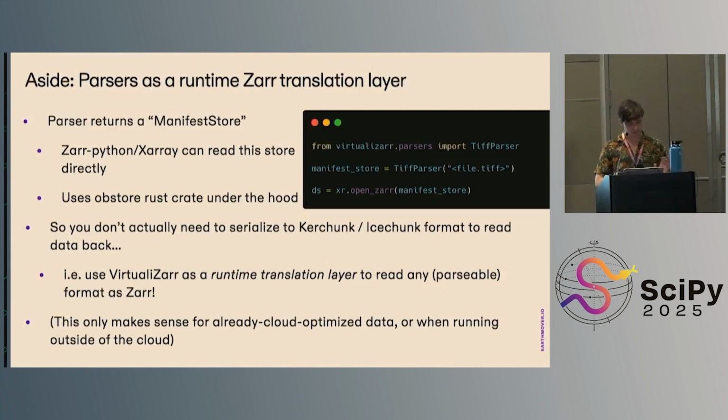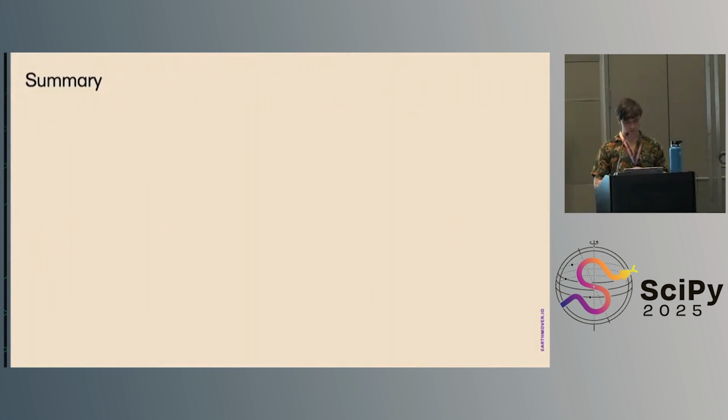Doing this only really makes sense in certain scenarios. For example, if you're on object storage, it would only really make sense to do this for already cloud-optimized data. Or if you're running it on a local file system, then it's quite useful. The reason is that running the parser itself takes a while if you're running it on non-cloud-optimized data. If it was quick to run the parser, there would be no need to cloud optimize it.